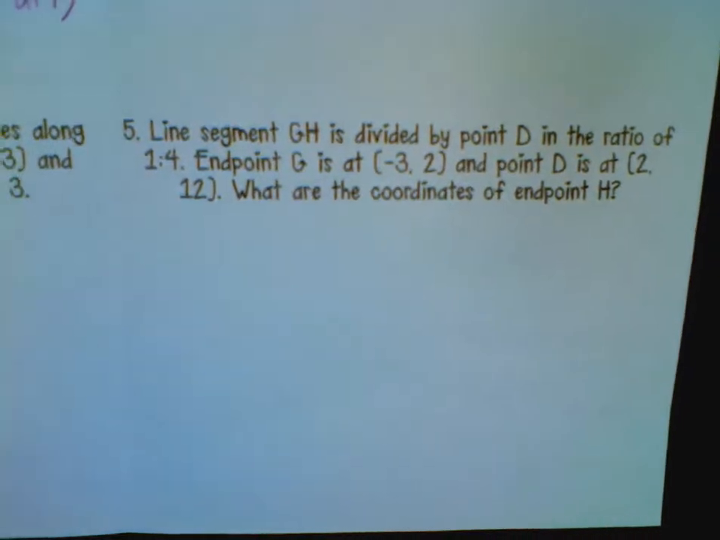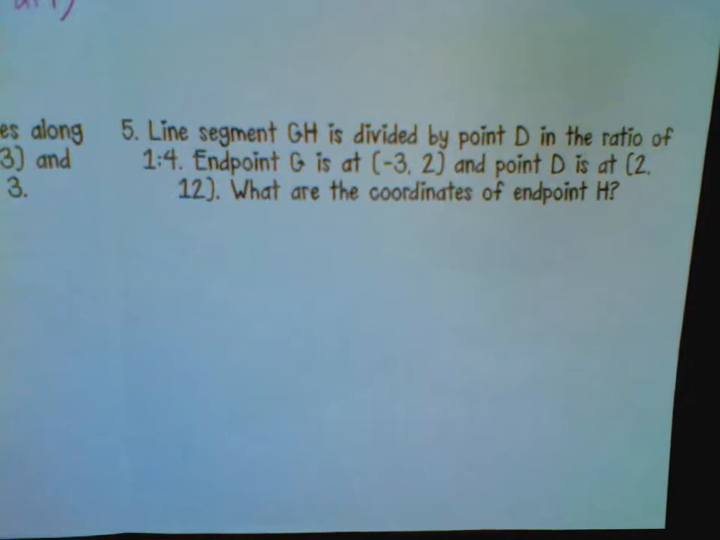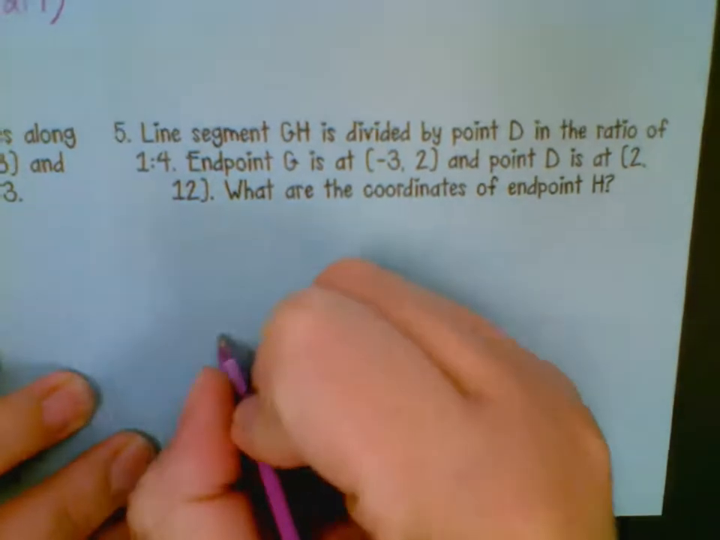So remember when we did these with midpoint, we kind of just counted. So it's going to be the same deal here, but we just have to remember that that point is not in the middle, so it's not equal on both sides. So I'm just going to sketch a segment.